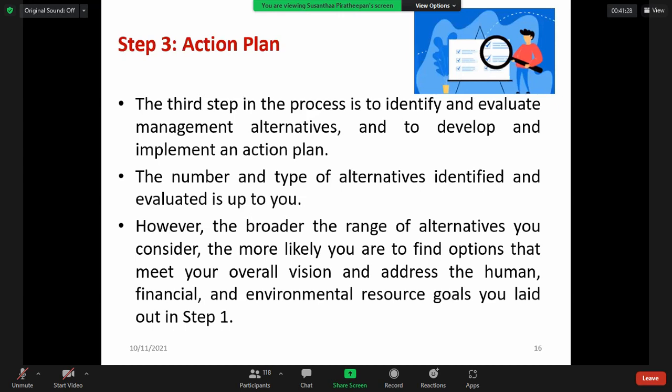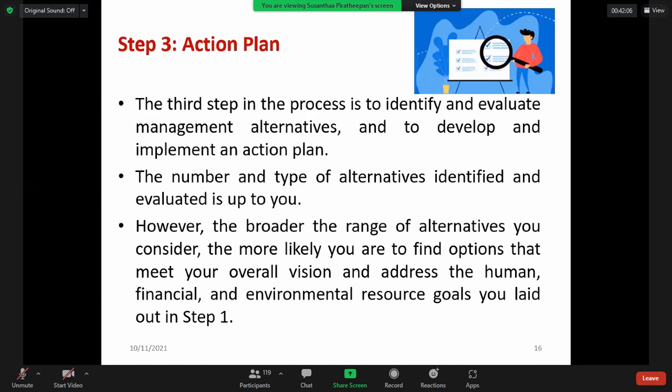So in step 3, in the process of identifying and evaluating the management alternatives and developing and implementing an action plan, the number and type of alternatives identified and evaluated is up to you. You can find more alternatives or evaluate more alternatives. That one is up to you. However, the broader the range of alternatives you consider, the more likely you are to find the options that meet your overall vision.